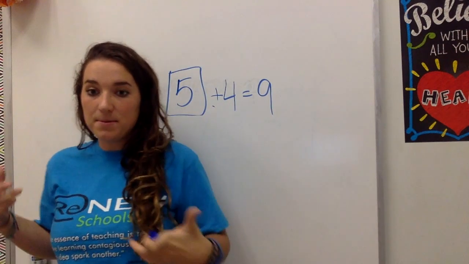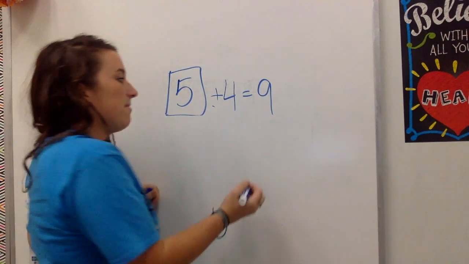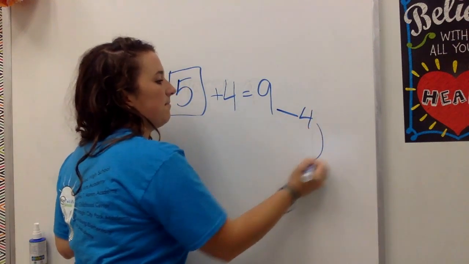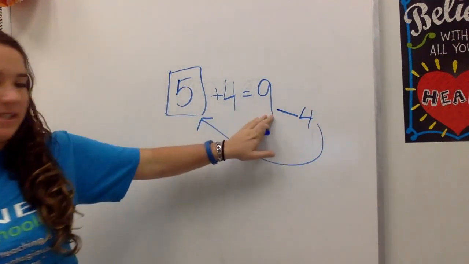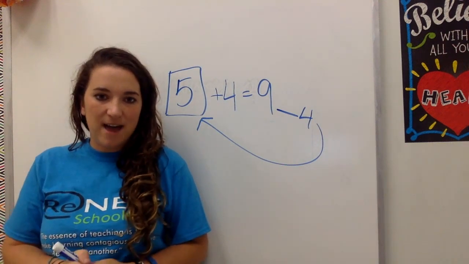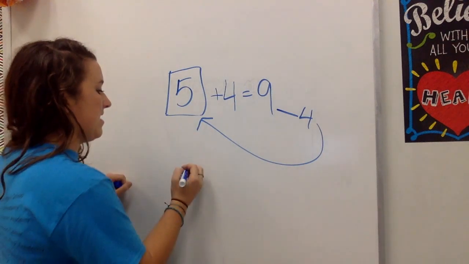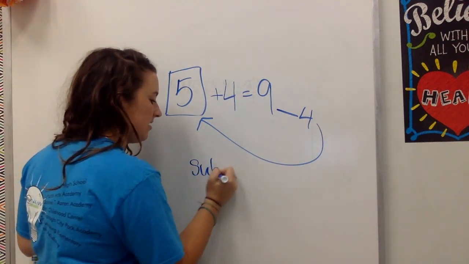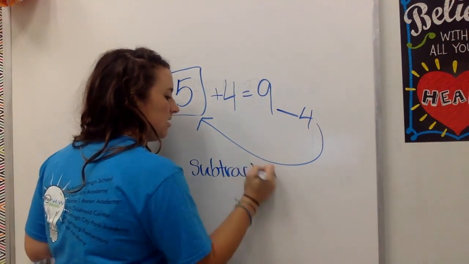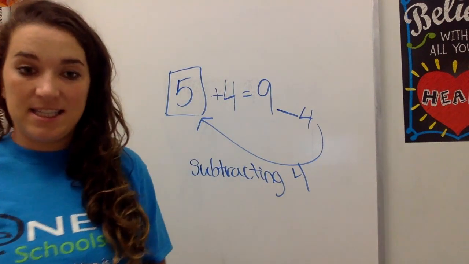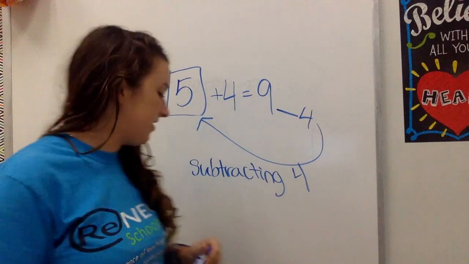We need to help her get back to her favorite number. So what can we do to help Silly Sarah get back to her favorite number? Right, we can subtract 4, because 9 minus 4 will give us 5. So we can undo adding 4 by subtracting. So therefore, the inverse of addition is what? Yeah, the inverse of addition is subtraction.